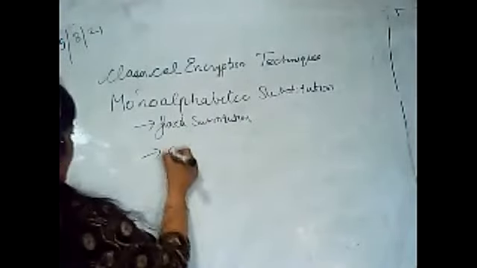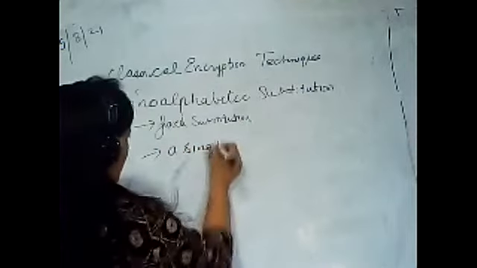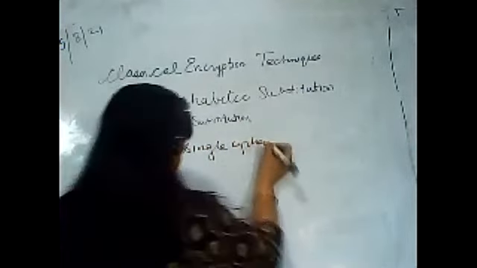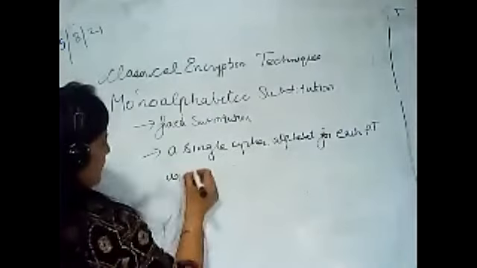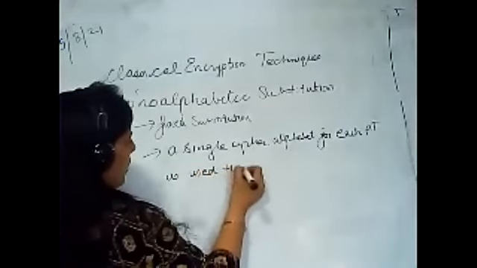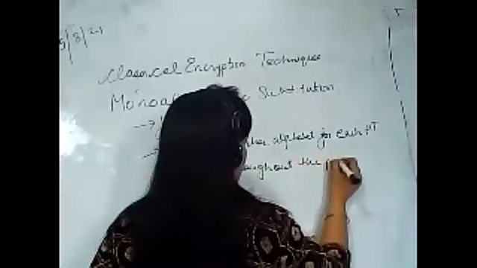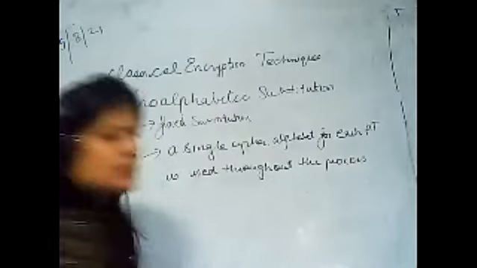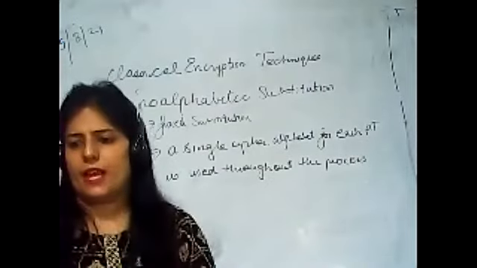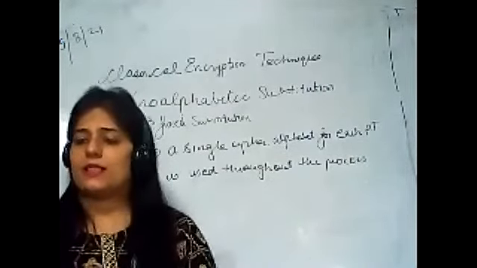That a single cipher alphabet for each plain text letter is used throughout the process. That means if we have substituted any plain text character with some other cipher text character, that will remain the same.